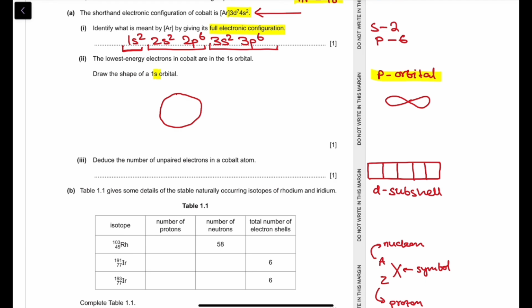So 7 electrons will fill as follows. So go 1 here, 1 here, 1 here, 1 here. That's 5 electrons, and then 1 here, 1 here. Now we have 7 electrons filling the d subshell. Now these two are paired, therefore there are 3 that are unpaired.